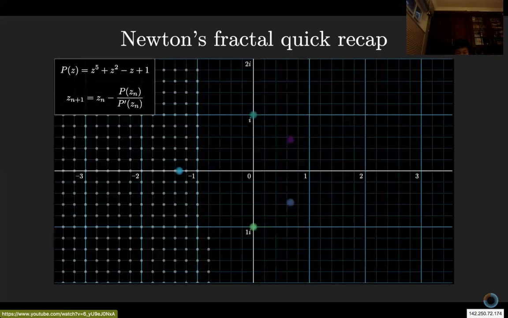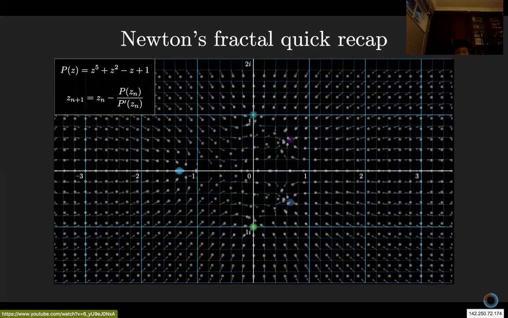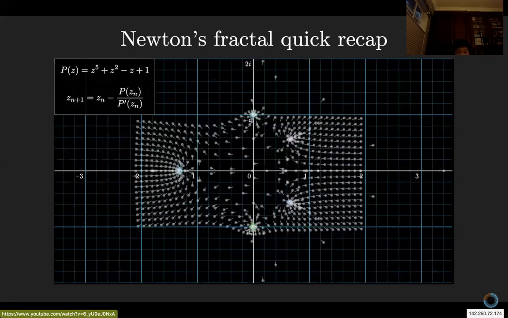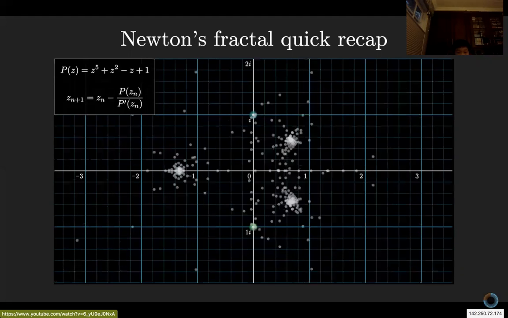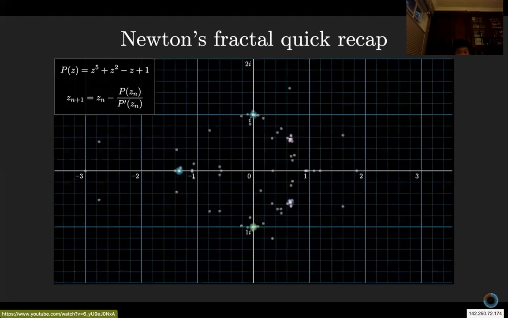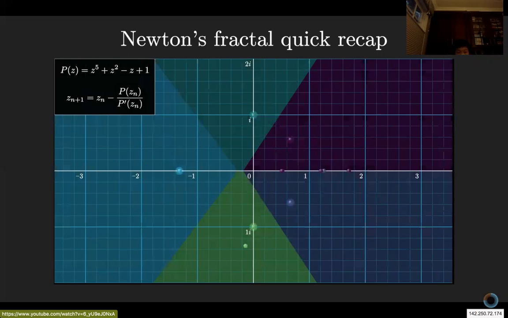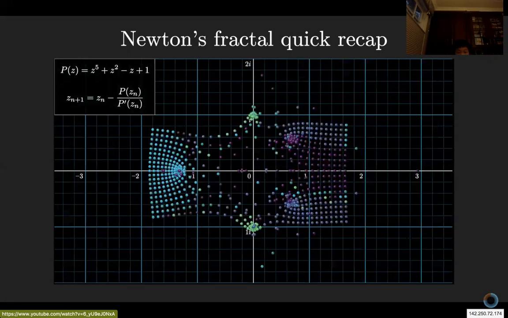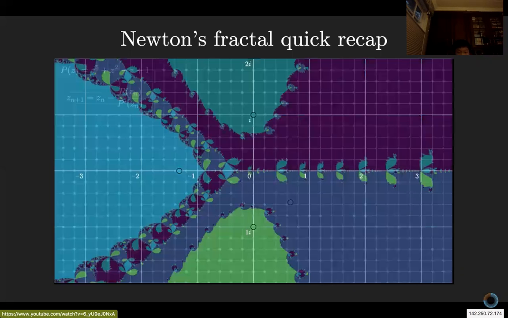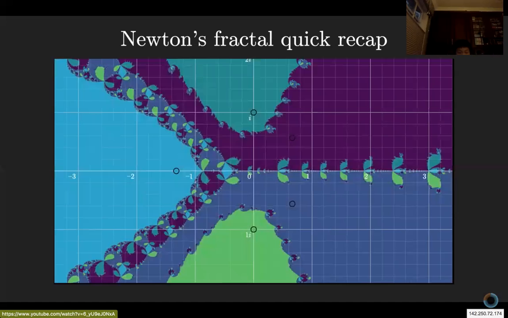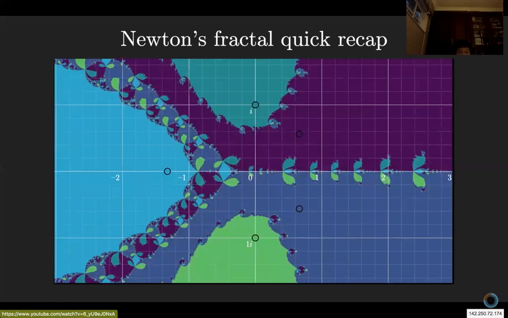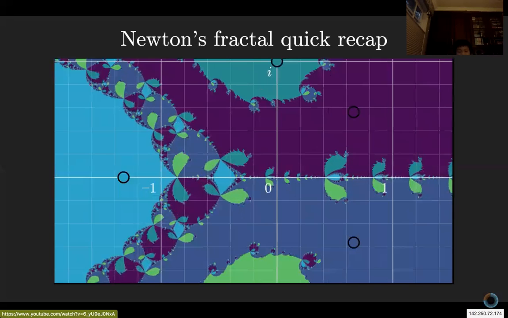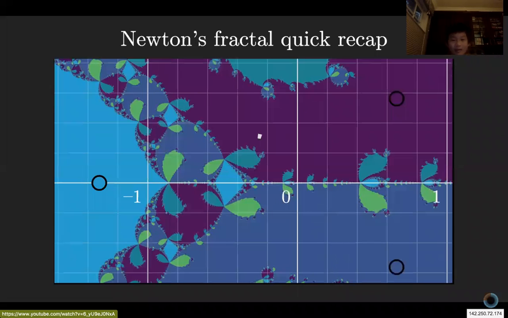But then we tried to do this in the complex plane, looking at the many possible seed values and asking which root in the complex plane each one of these seed values might end up on. Then we associated a color with each one of the roots and then colored each pixel of the plane based on which root a seed value starting at that pixel would ultimately land on. The results we got were some of these insanely intricate pictures with these rough fractal boundaries between the colors.